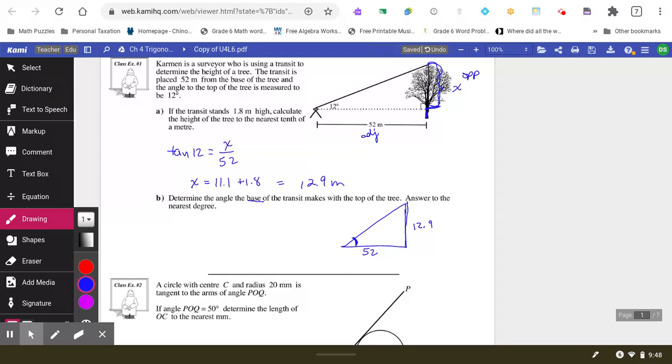Do the math, and you will get tangent of, if I call this A, tangent of A is going to equal 12.9 over 52. Second function is looking for the angle, and you would get, to the nearest degree, 14 degrees. All right.